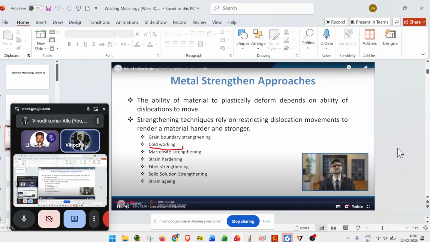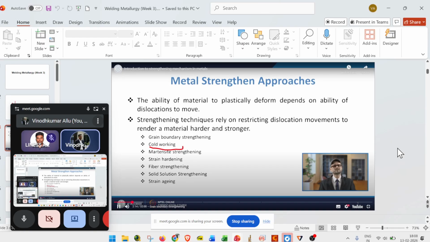Third, martensite strengthening. Martensite is a phase which forms when we quench the material, cooling it at a much faster rate so that we avoid touching the nose curve. That is when we see the martensitic phase. If we introduce this martensitic phase in a certain proportion into the microstructure, the strength will increase.